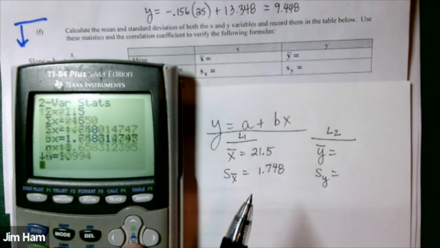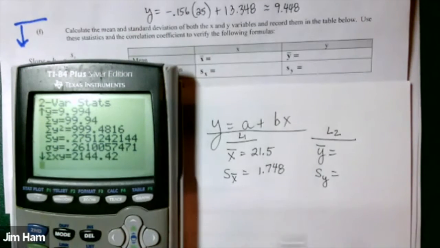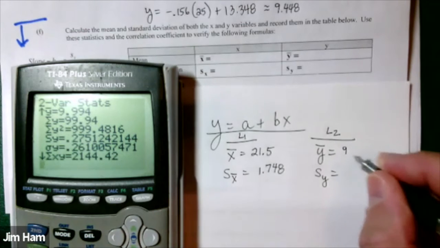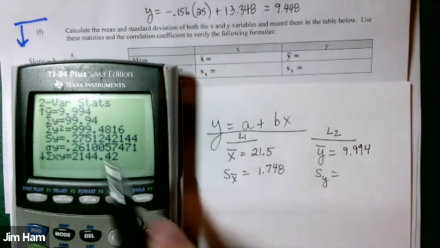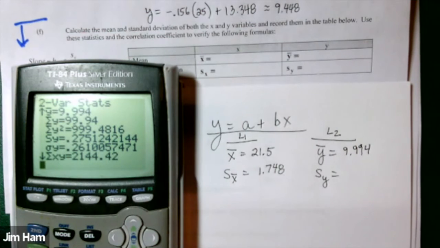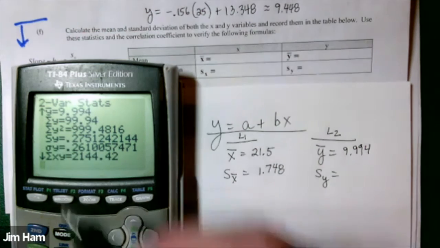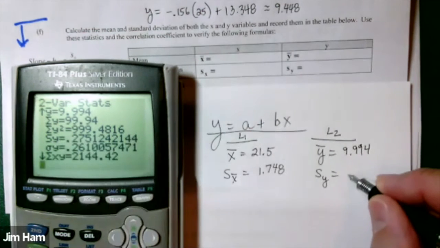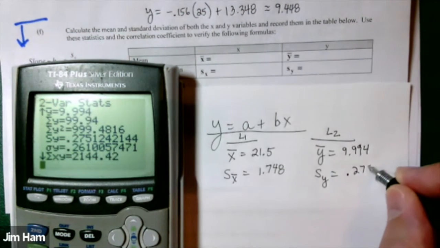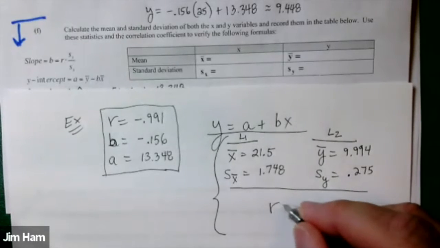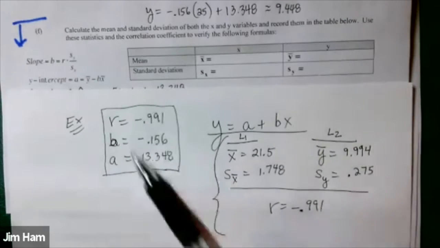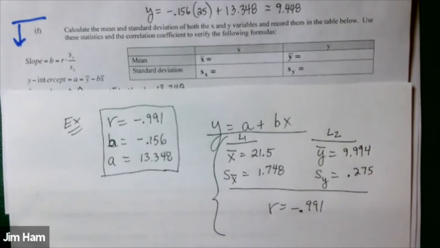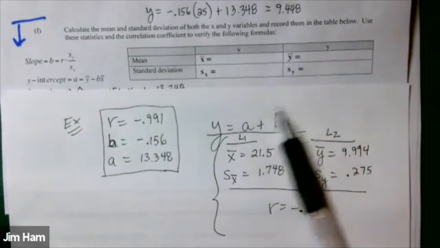But as you scroll down, you'll notice now that it gives you the mean and the standard deviation of the y's. So the mean of the y's is 9.994, and the standard deviation of the y's is 0.275. All right, so I wrote these numbers down just because the calculator calculates them for us. But to confirm these formulas, let's use these numbers right here.